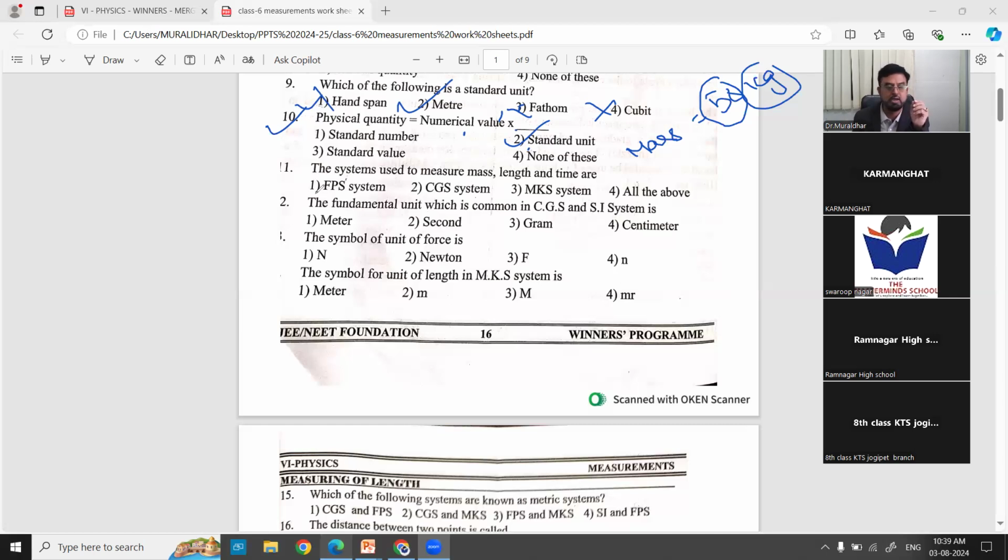Question number 11. The system used to measure mass, length, and time, all the three. FPS also measures. What is FPS? Foot pound second. That is length, mass, and time. CGS, centimeter, gram, second. Meter, kilogram, second. So all three, what are they using? They are using mass, length, and time only. So all the above is the right answer for question number 11.